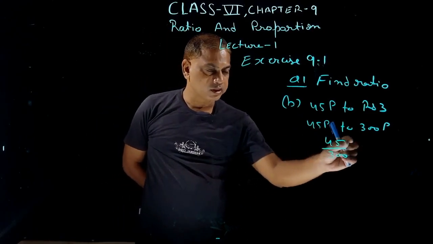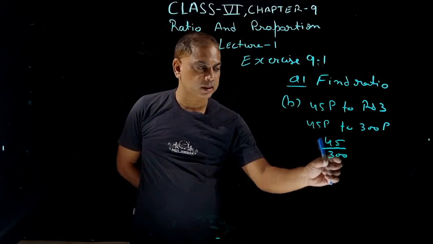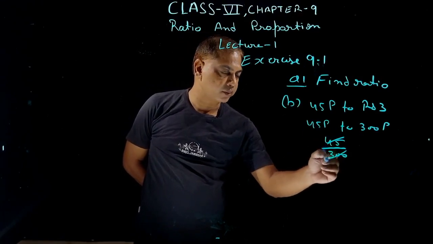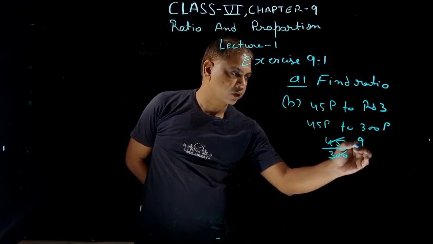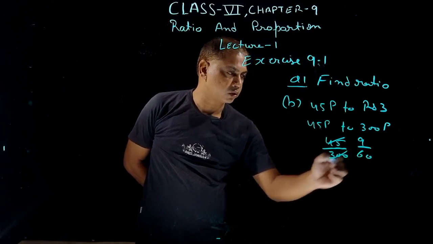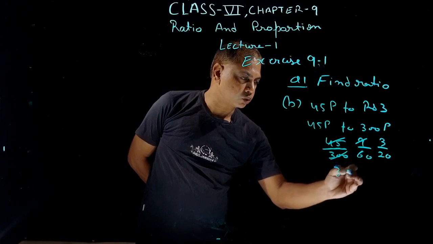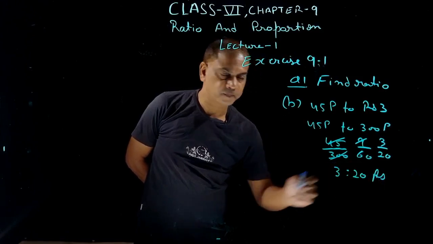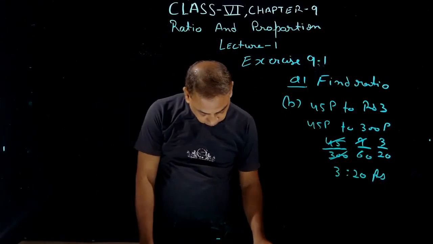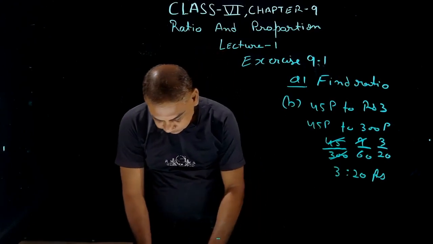45/300. First value as the numerator, second value as the denominator. Now simplify them. We have to answer in simple form. So 5 9s are 45, 5 6s are 30. Again 3 3s are 9, 3 2s are 6. So 3:20 is your answer. Okay. Question number 1, second part I have done for you.